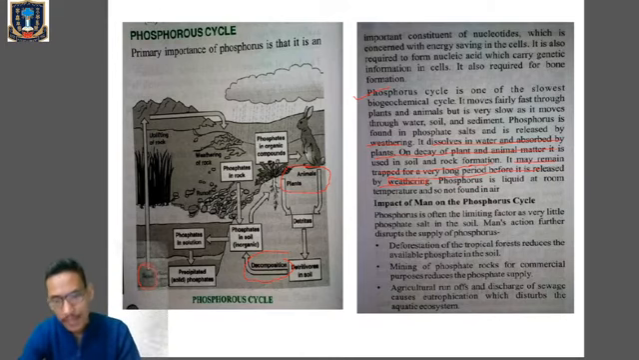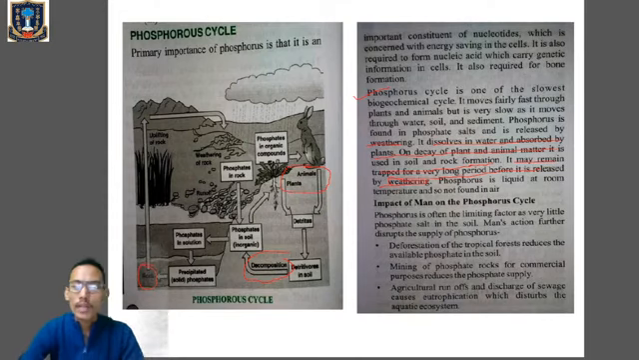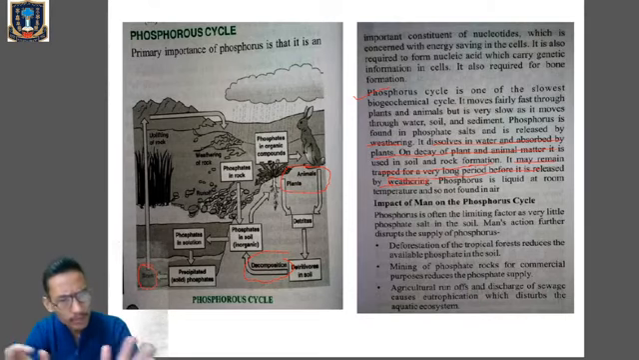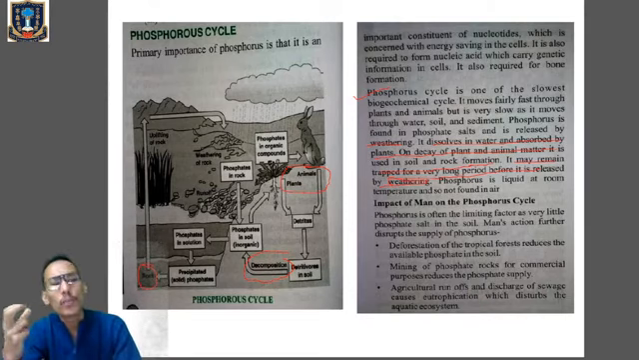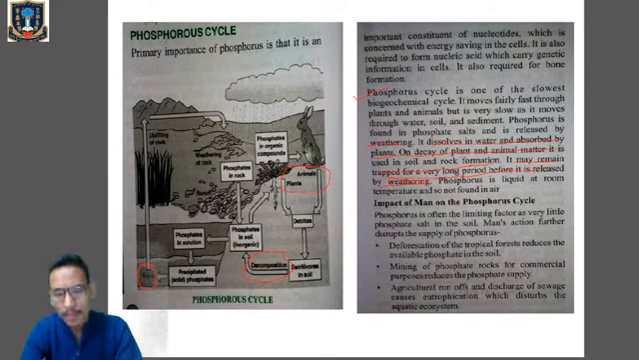Now what is the impact of man on the phosphorus cycle? Phosphorus is simply present in the form of phosphate salts and released by the process of weathering, that we have learned. And it is very important that it is often the limiting factor, as very little phosphate salt is present in the soil. So man's action further disrupts the supply of phosphorus. Now how does man's action disrupt the supply of phosphorus?